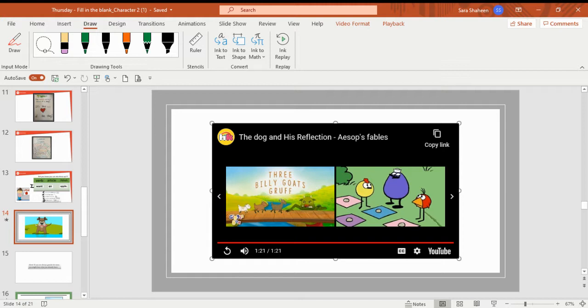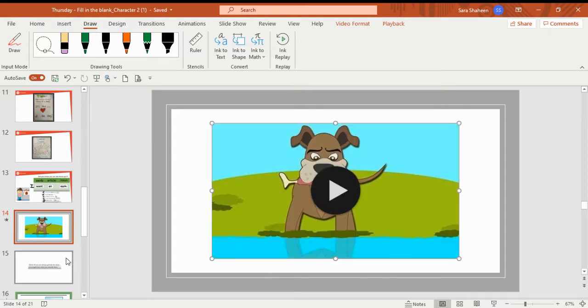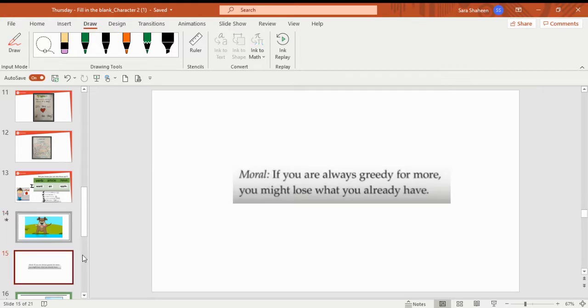Okay, friends, and I hope you're back with me after having discussed what you think the theme was, or the moral, the lesson that you learned from the dog and his reflection. You might have said, if you're always greedy for more, you might lose what you have, right? The dog already had food. That was all he needed. He really didn't need more food.